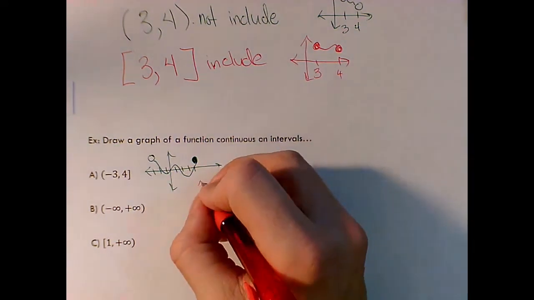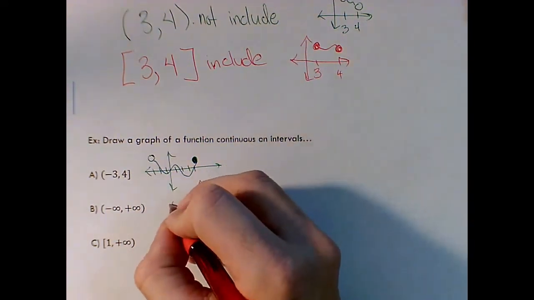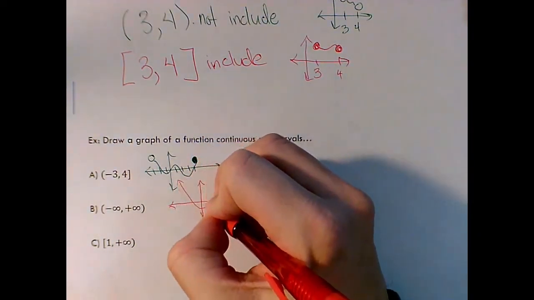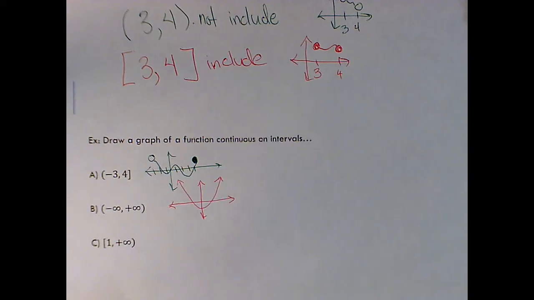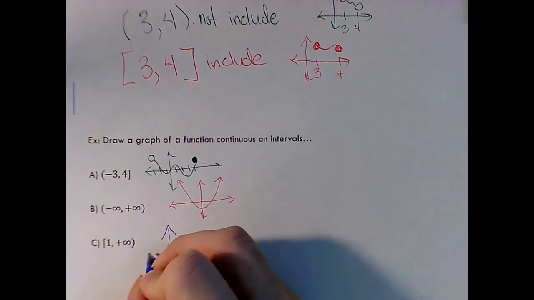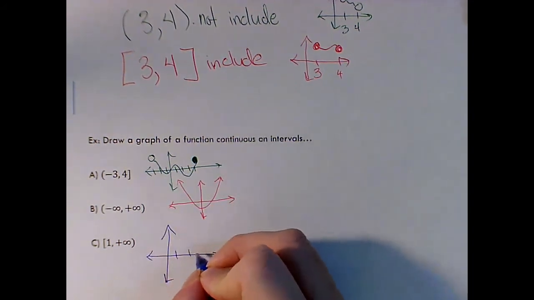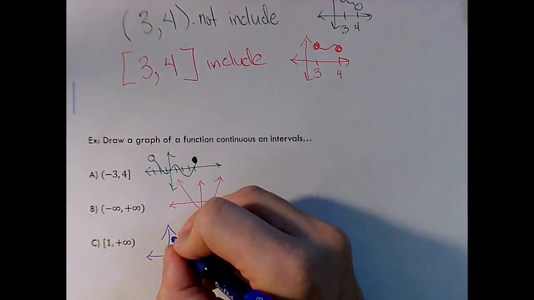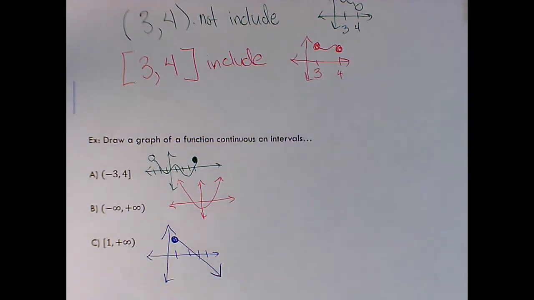For B, you're never going to close infinity because you can't. So I can just draw something like this, like a regular old parabola. It's going to keep going to the left, it's going to keep going to the right forever and ever. For C, let's do blue. I don't really care about the left because I start at 1. I'm going to close at 1 and I'm just going to go to the right. Okay. Easy peasy.